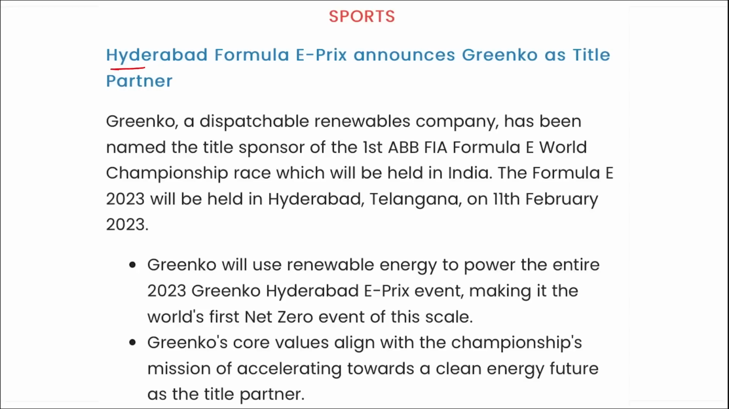Next, Hyderabad Formula E Prix has announced Greenco as their title partner. So just remember, Hyderabad Formula E Prix, and this is the first time that the ABB FIA Formula E World Championship race will be held in India, and here Greenco has been appointed as the title sponsor.